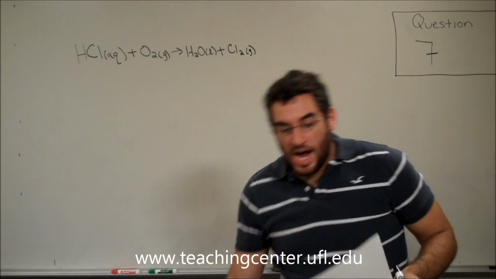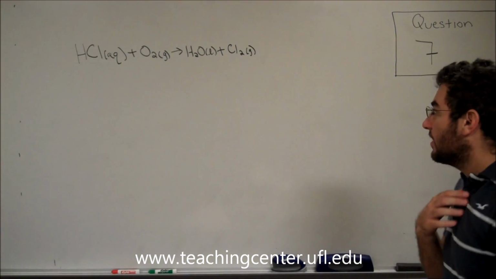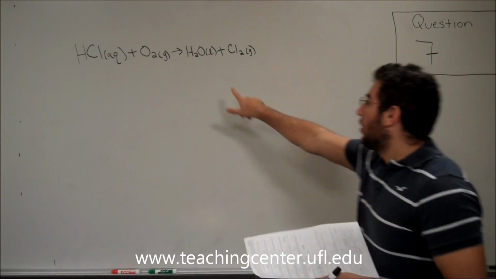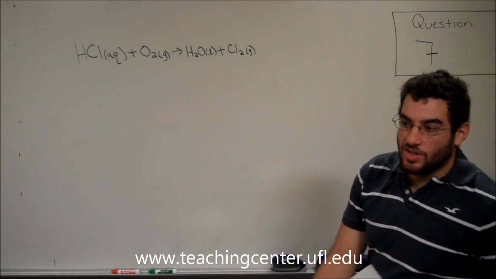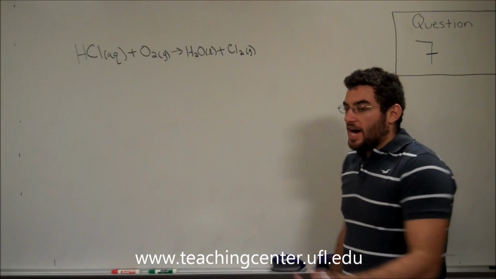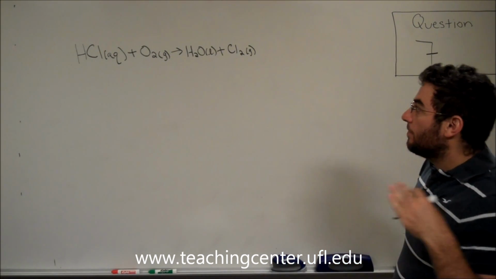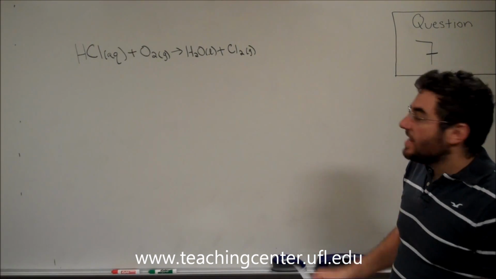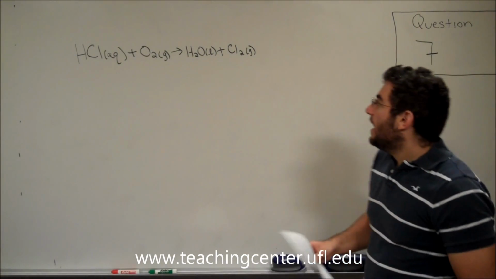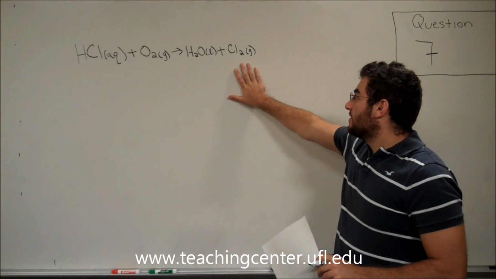Okay, so when I go through a balancing question, the last thing that I will ever balance are the waters and the hydrogens and the oxygens. So what I always start out balancing are ions: chlorine, sodium, potassium, anything other than hydrogens and oxygens. So let's go ahead and start here on this side of the equation.